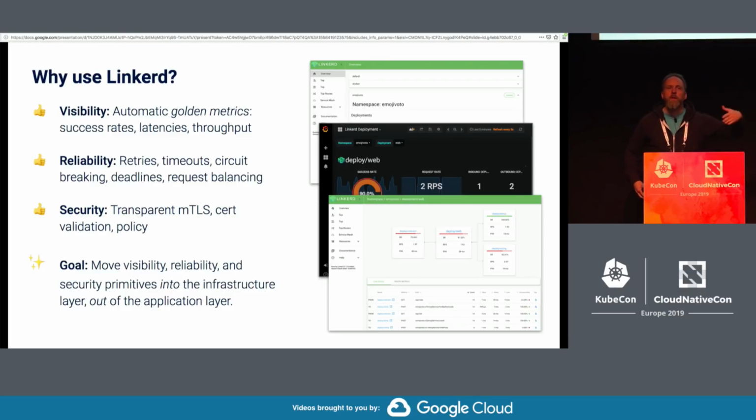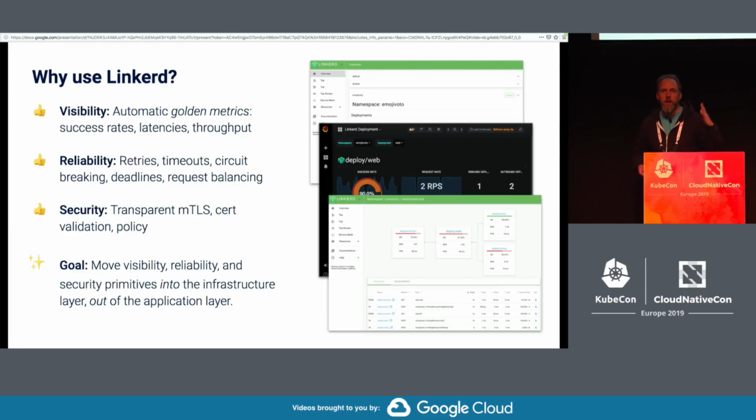And what's the throughput in requests per second or requests per minute of my service? Right? There's a set of features around reliability. So retries and timeouts and circuit breaking, load balancing at the request level. Those are all features that are centered around making the system more reliable. And then there's a set of features around security.